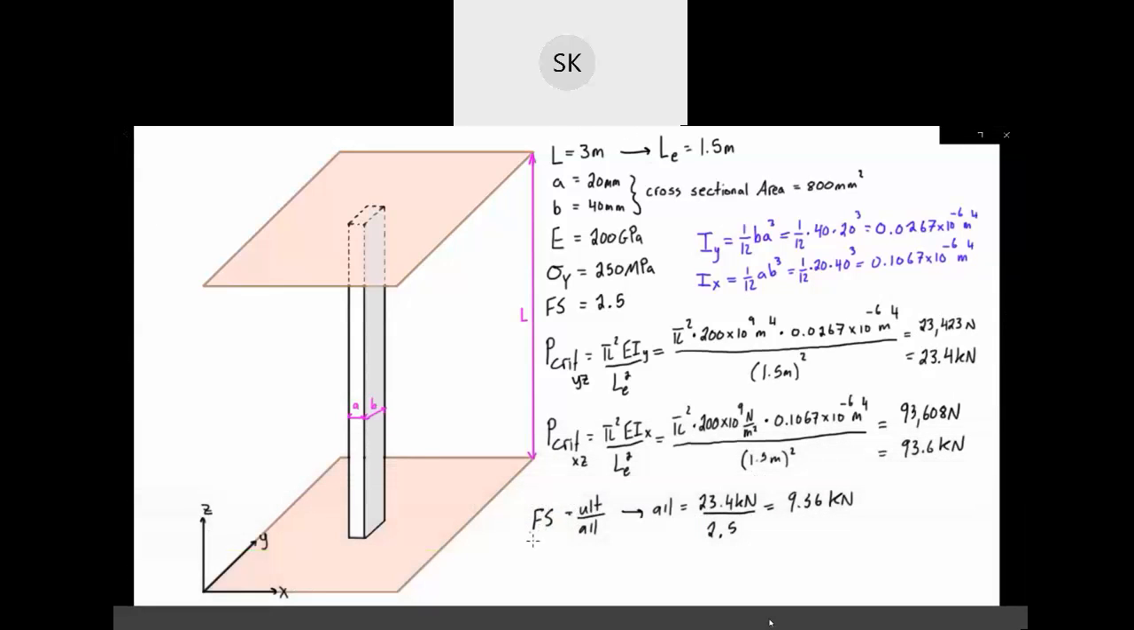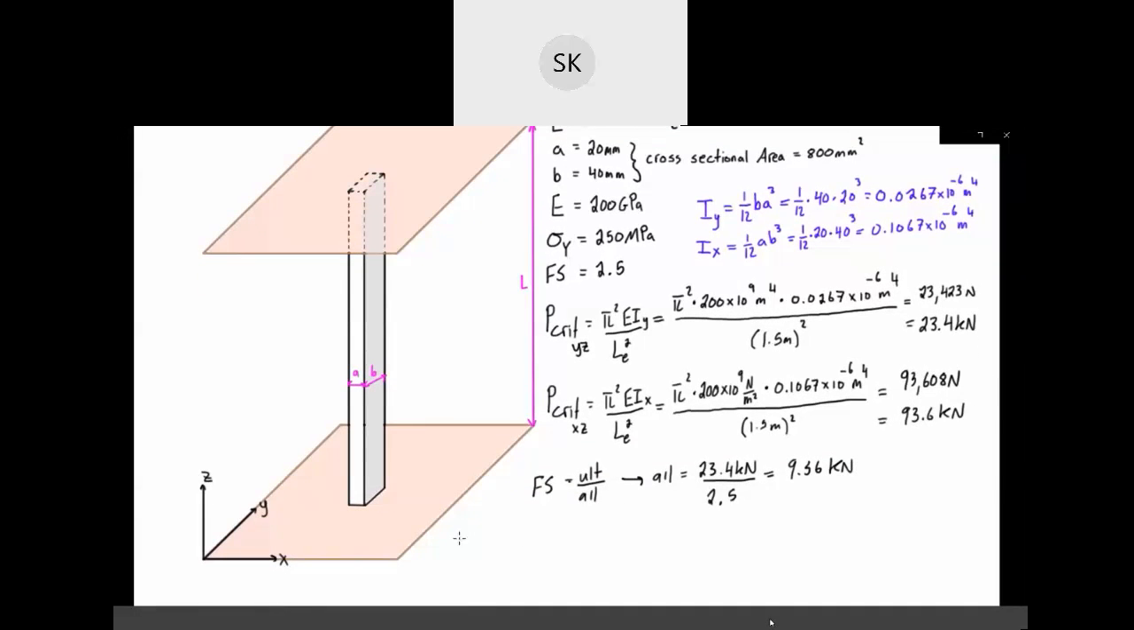We also want to check that we're not at risk of yielding with this applied load. So let's give ourselves a little bit more space down here. We know that the yield stress for this material in this problem is 250 megapascals, and we also know that stress is equal to force divided by area, so we have P over A. In this case, for yield stress, that is our ultimate load, so we can say Py or P ultimate, whatever. It's the load that's going to make the material yield. So we just have to rearrange this to solve for Py.